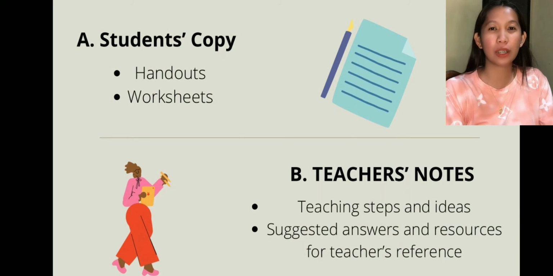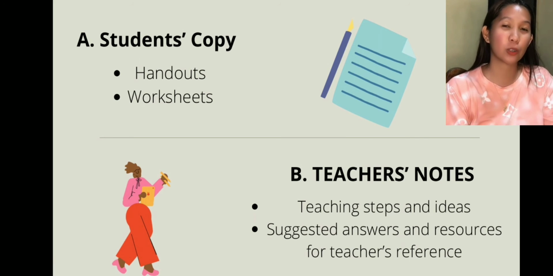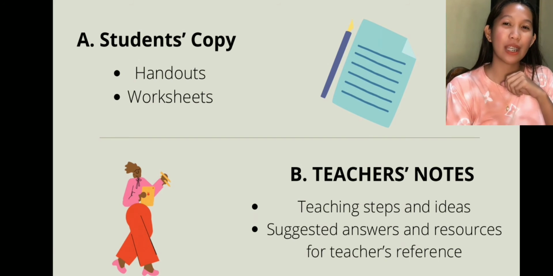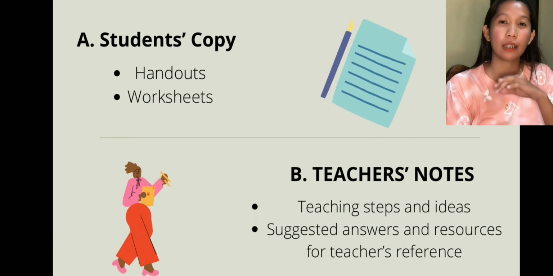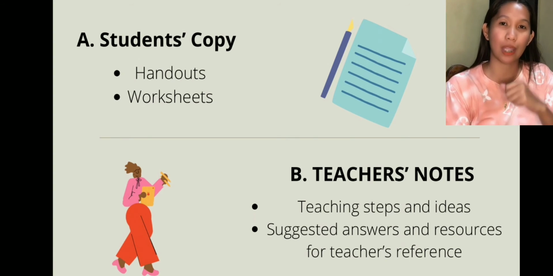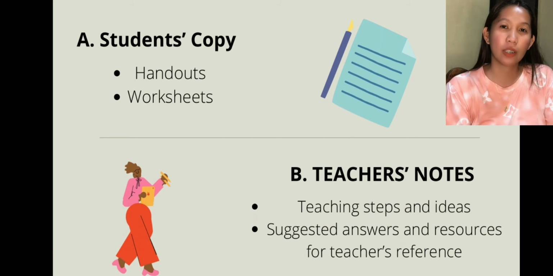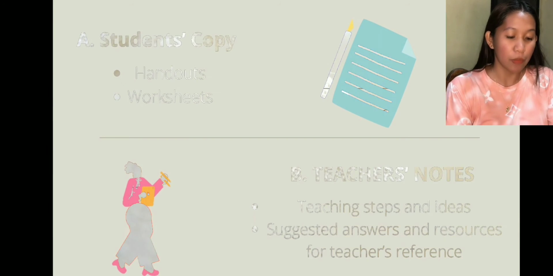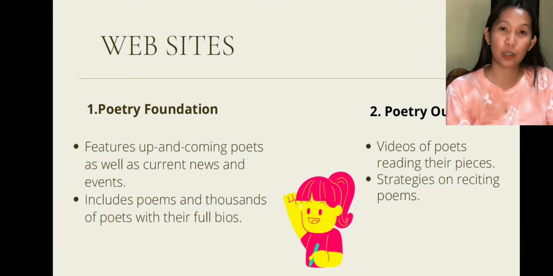When it comes to materials, there are two types: the student's copy and the teacher's notes. The student's copy includes the copy of the literary pieces, specifically the poem that the teacher will teach to students. The teacher's notes are all about the reference of the said poem as well as the criteria on how the teacher will judge the activity that the student will accomplish during that time. So, let's move on to the resources in teaching poetry.